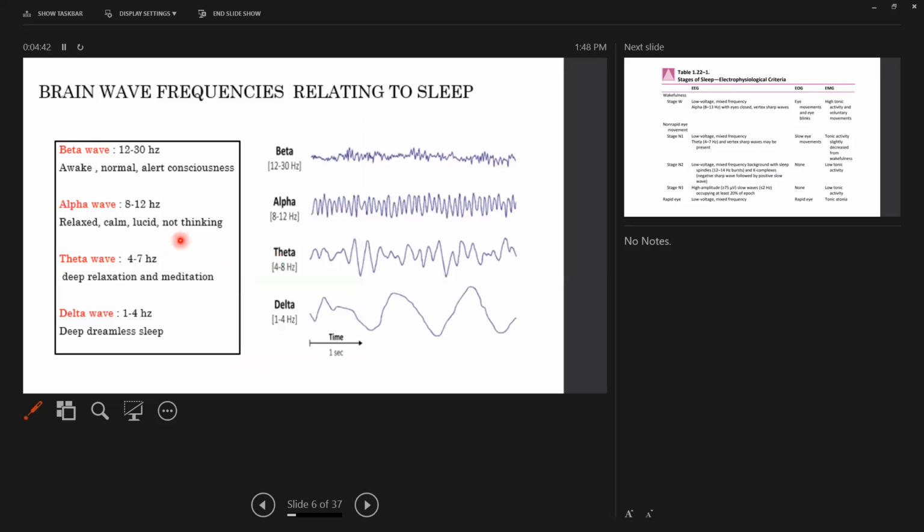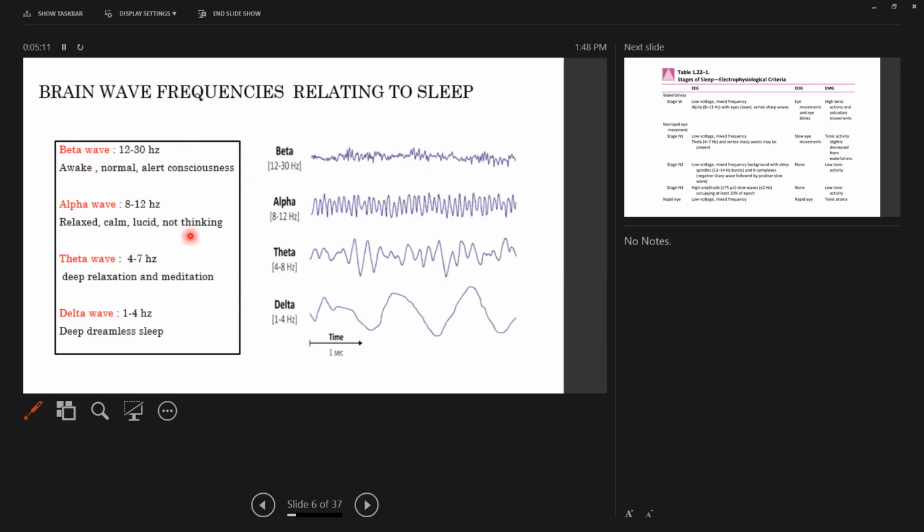Now let us see the brain wave frequencies which are associated with sleep. First of all, when we talk about wakefulness, when we are awake, these frequencies are seen in EEG. In the awake state, we have beta waves. They have the frequency of 12 to 30 hertz, and as we can see here, these are very high frequency waves with very low amplitude and low voltage. So this is when we are awake with our eyes open.